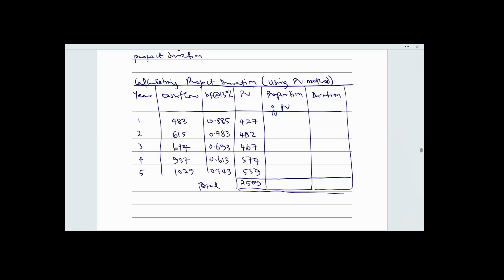So 427, yeah, use your calculator now. Let's do it together again. 0.17. What you have in your calculator multiplied by 1 will give us 0.17.